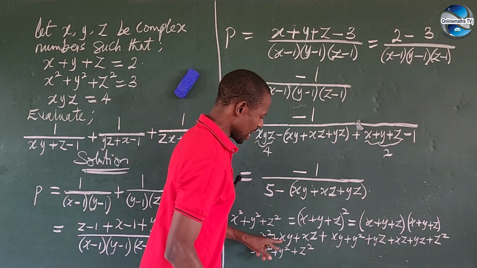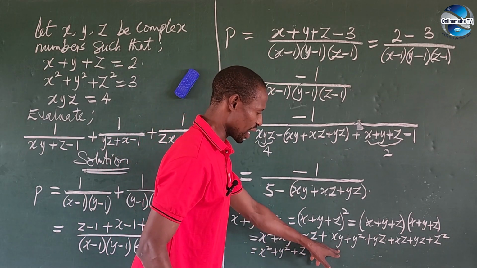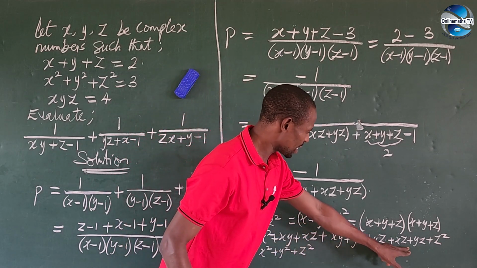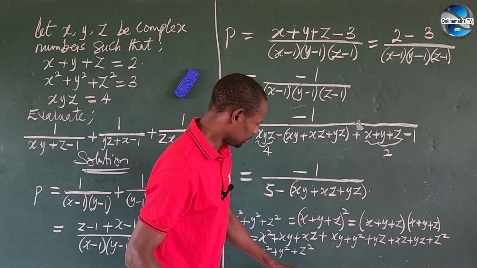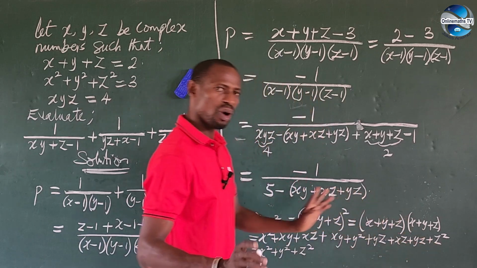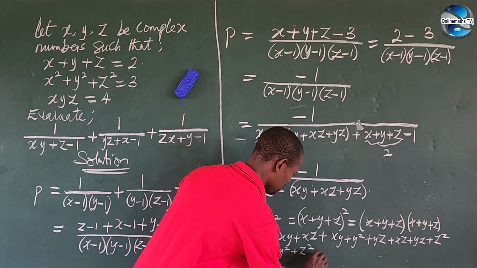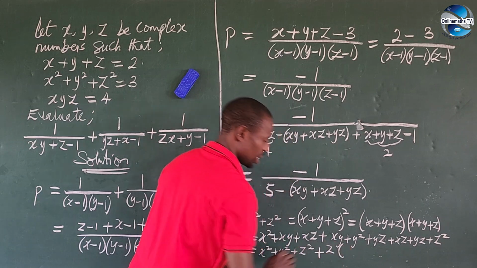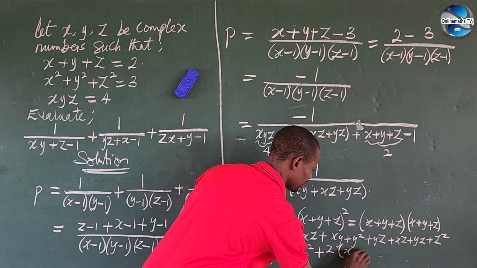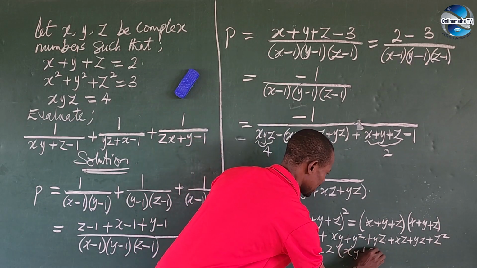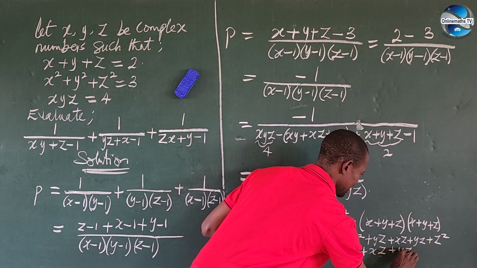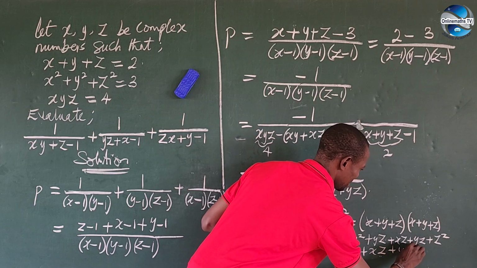So we're going to have this to be x squared plus y squared plus z squared. Now, if you take a look at xy, we are having 2xy here. If you take a look at xz, we're having 2xz. And if you also take a look at yz, then we're also having another yz, so 2 of them. So from here, we can now say plus 2 into xy plus xz plus yz. So let's put this in brackets.